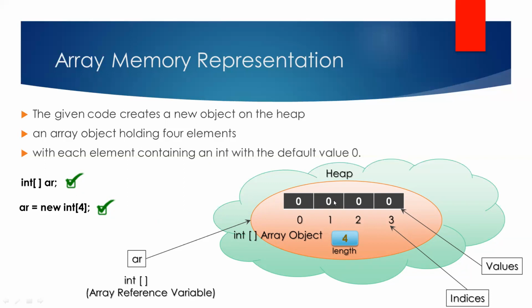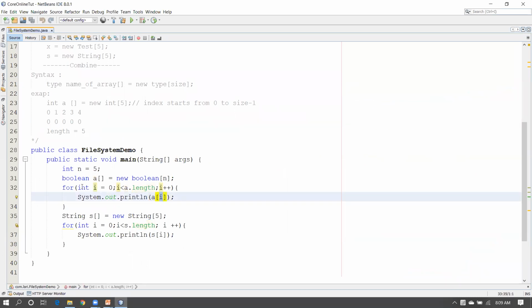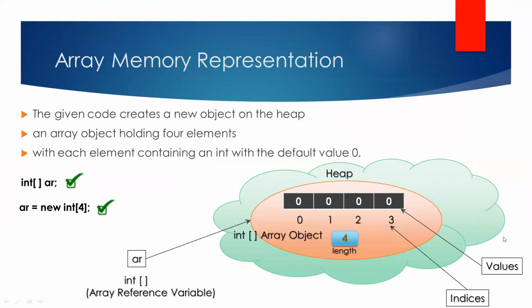If you want to access any value, then you write AR and the index number. We have already seen this. So we are iterating from 0 to the length: A0, then A1, A2, A3, and so on. Fine. So actually, this is the representation that you have to remember, because this is the object and this is the reference.